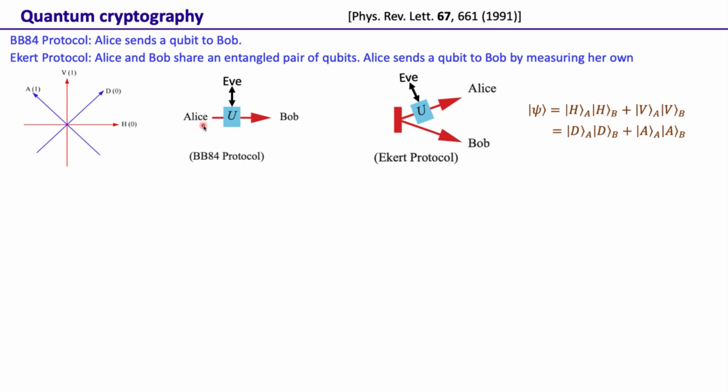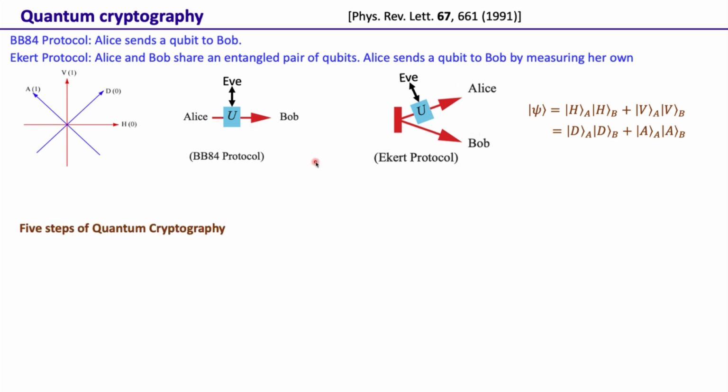So in this case, BB84, Alice just sends a photon to Bob. In this one, of course, the pair of photons are being sent to Alice and Bob. Now, if Alice measures her photon in H basis, for example, then Bob will get the photon in the H basis, and so on. So here, by measuring the photon, Alice sends that particular other pair to Bob. So that way, these two are equivalent.